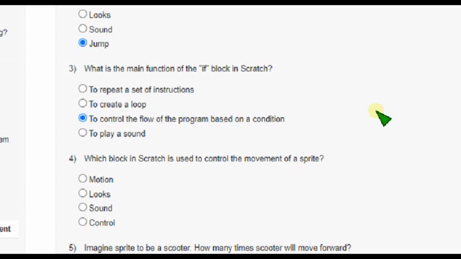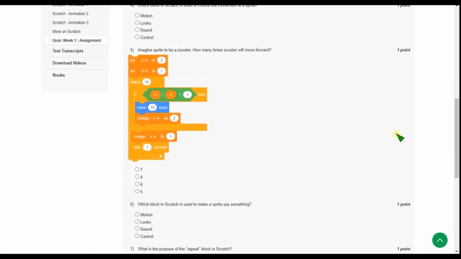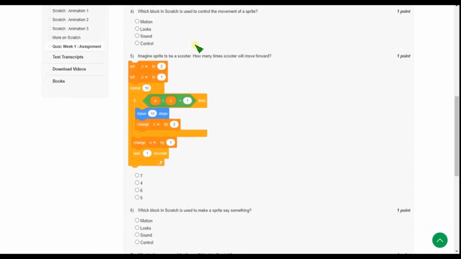Now let's see the fourth one, fourth question. Which block in Scratch is used to control the movement of a sprite? So for fourth question, the correct answer is first option, that is motion. So mark first option as correct answer for fourth question.